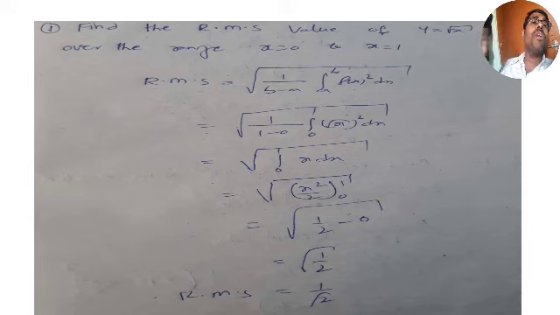So see, now this is my first problem. Look at the problem, guys. My first problem is: find the RMS value of y is equal to square root of x over the range x equal to 0 to x is equal to 1. Are you getting? Find the RMS value of y is equal to square root of x over the range x is equal to 0 to x is equal to 1.